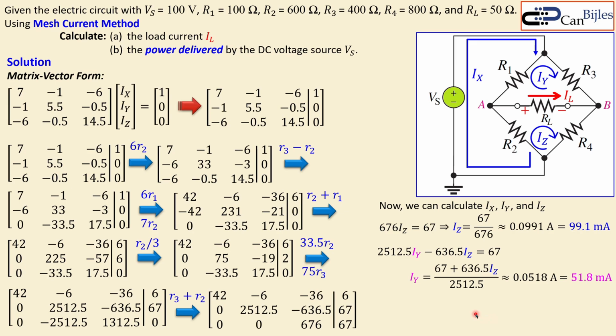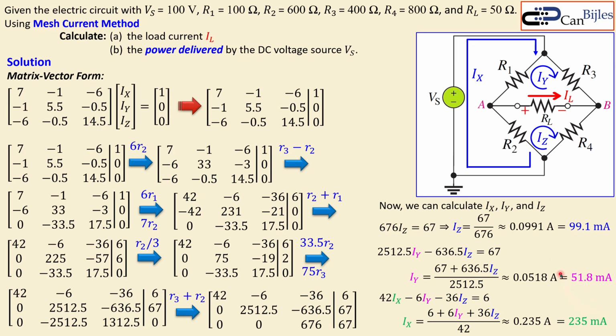Now, the final one is the first row. This is just working out what you see in the first row. So this 42 times IX, minus 6 times IY, minus 36 times IZ, that will be 6. Now we know the IY and also the IZ from the first 2 calculations. Now we can calculate IX. Just place these two to the right side, make it plus, divide by the 42 as the coefficient, and I will get 235 milliamps. Now I have everything I wanted for the first step.